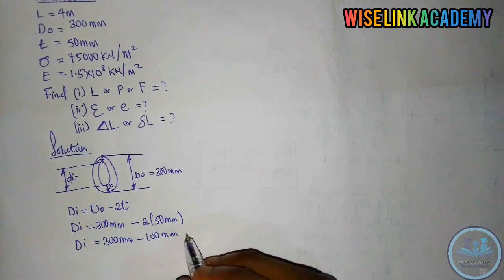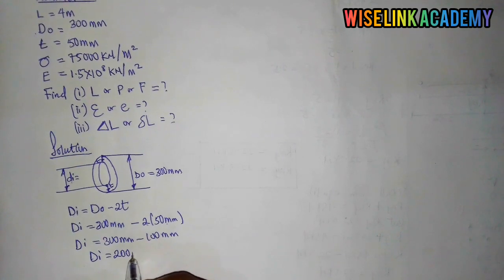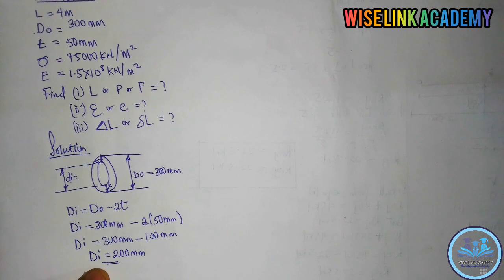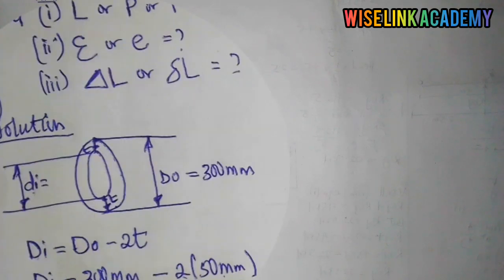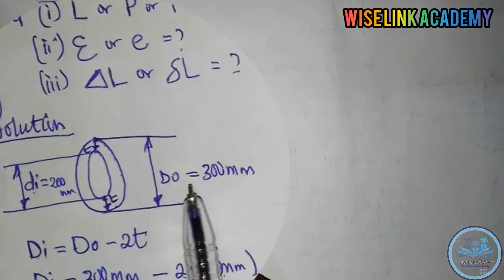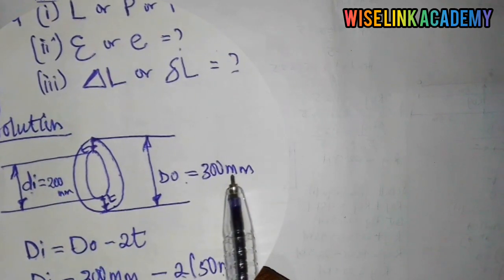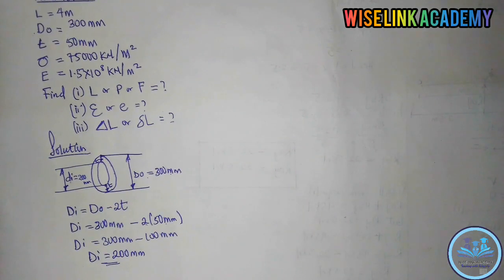If I work on this mathematically, my D inner is equal to 200 millimeter. That is my inner diameter, it's 200 now. And my D outer is 300. Likewise my thickness is 50. Now the next thing to do is to start calculating for the area.